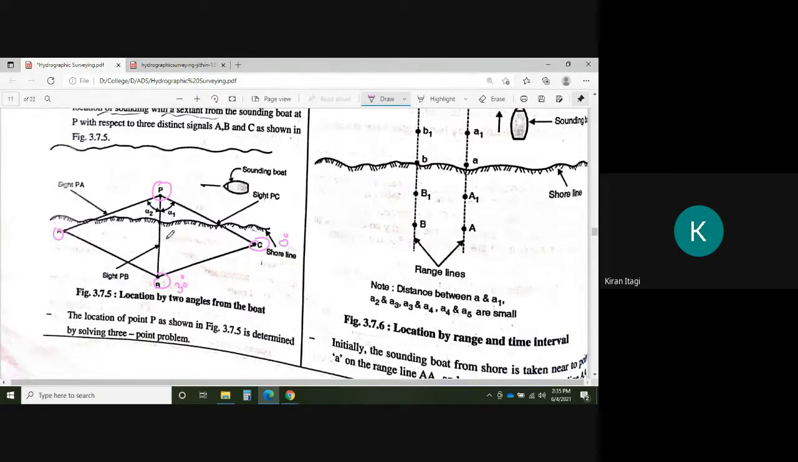If you want to set it to zero, you can set it to zero. So again I will set it to zero, then I will sight towards A. I have got say 60°. So this is how we take the two angles from a boat.